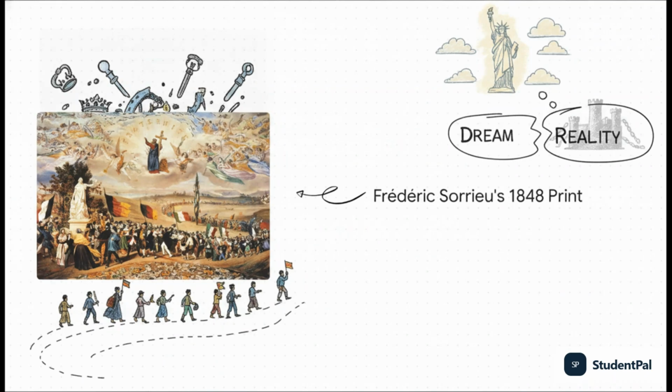But check out the ground in the foreground. You can clearly see the shattered, broken remains of the symbols of absolutist institutions. Things like crowns and royal crests. Sorrieu was visualizing a dream of a world made up of democratic and social republics. But keep in mind, back in 1848, this was purely just a dream.